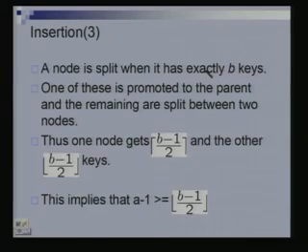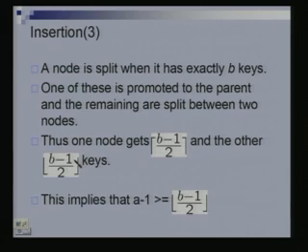So that is exactly what is being said here. A node is split when it has exactly B keys. You understand why exactly B? Because earlier it had B minus 1, and I was trying to put in one more. So then it means it has exactly B. One of these is promoted to the parent and the remaining are split into 2. So what is the remaining? B minus 1 is getting split into 2. One part gets B minus 1 by 2 rounded up and the other part gets B minus 1 by 2 rounded down.